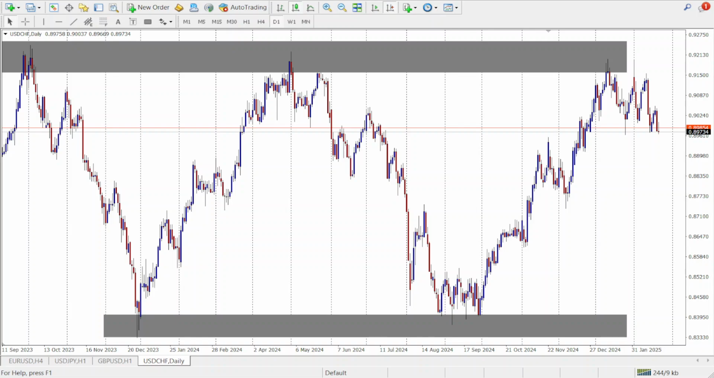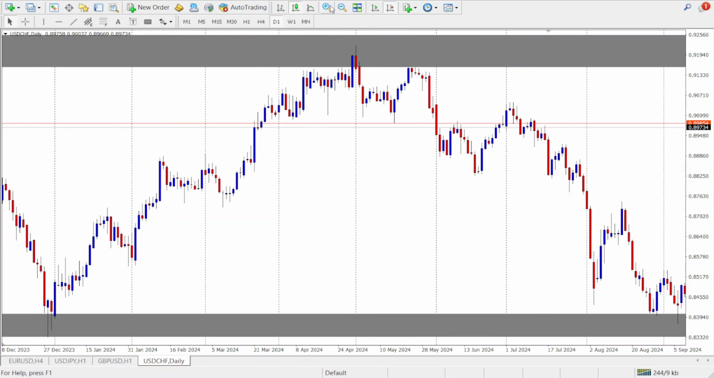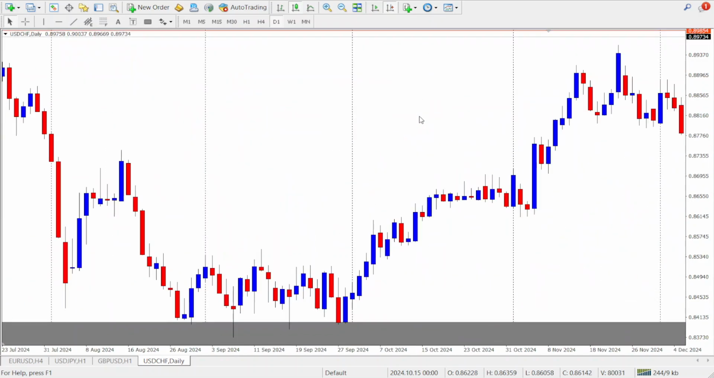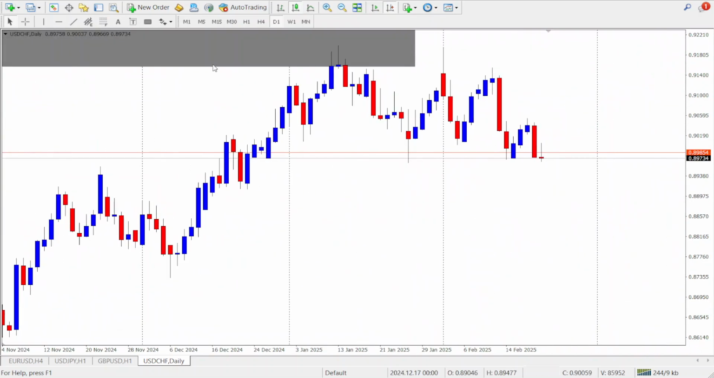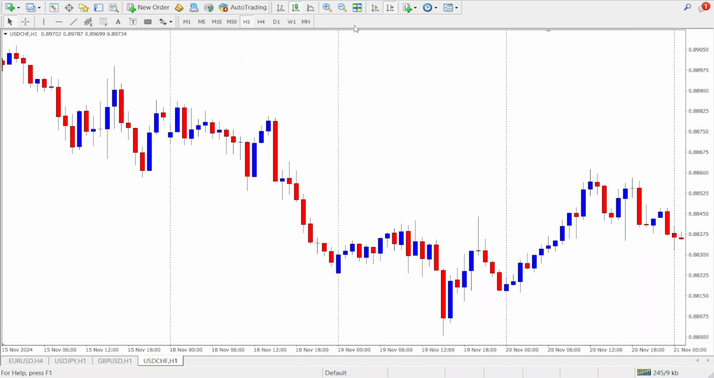Now, how can you spot these zones yourself? It's all about looking for areas where price has either made a sharp move up or down, leaving what we call an imbalance. This is where price leaves behind a big gap between the open and the close of a candle. These imbalances signal strong areas of demand or supply, because there was a lot of action in that zone.